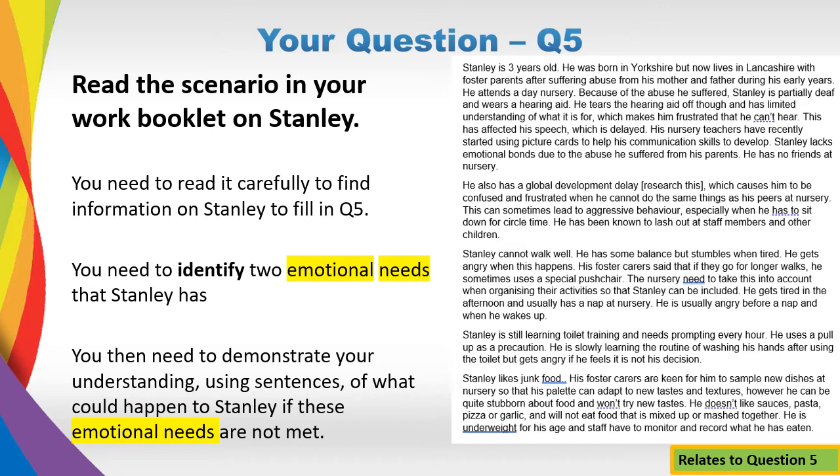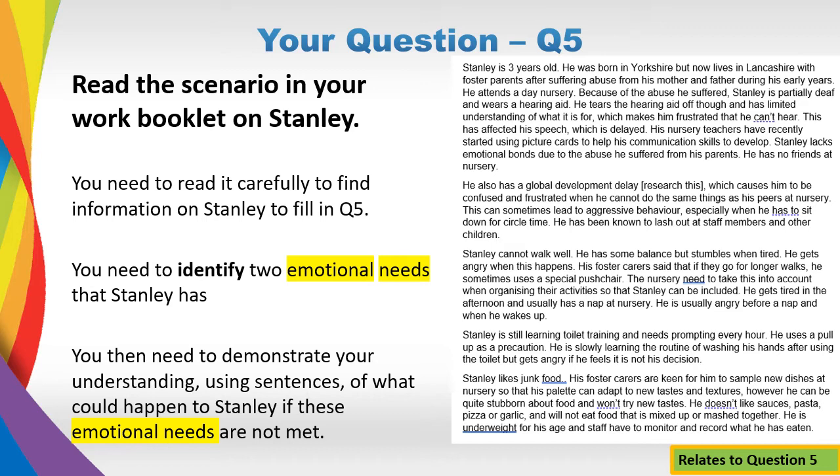Stanley likes junk food. His foster carers are keen for him to sample new dishes at nursery so that his palate can adapt to new tastes and textures. However, he can be quite stubborn about food and won't try new tastes. He doesn't like sauces, pasta, pizza or garlic and will not eat food that is mixed up or mashed together. He is underweight for his age and staff have to monitor and record what he has eaten.